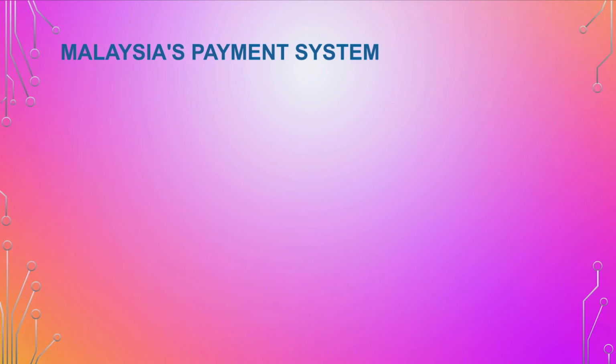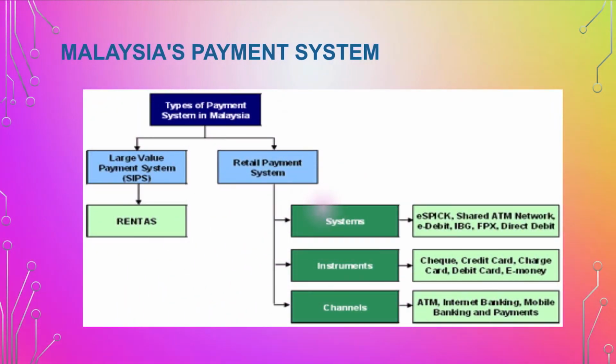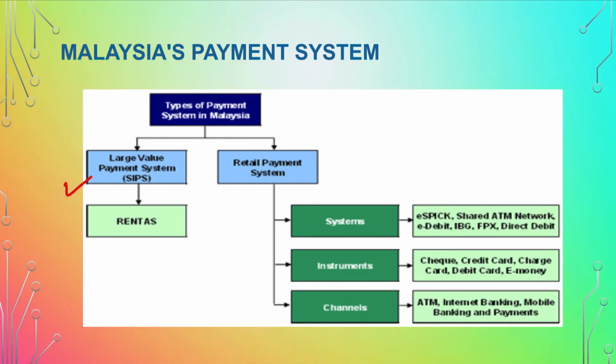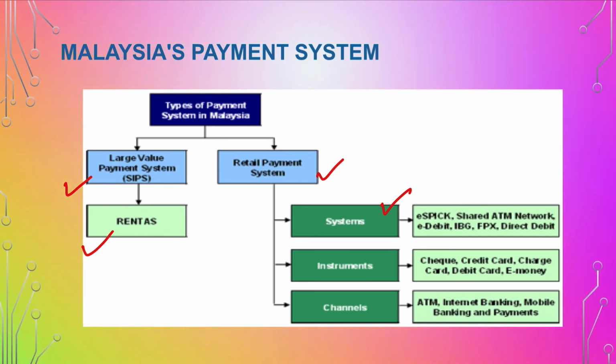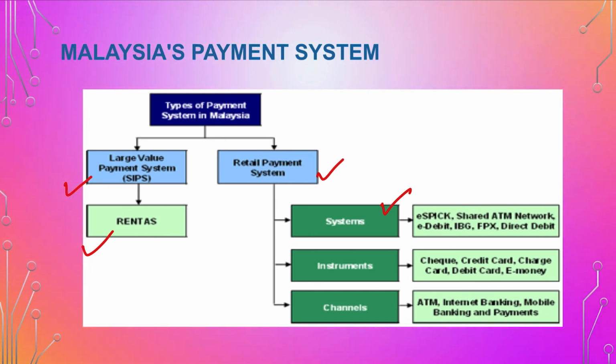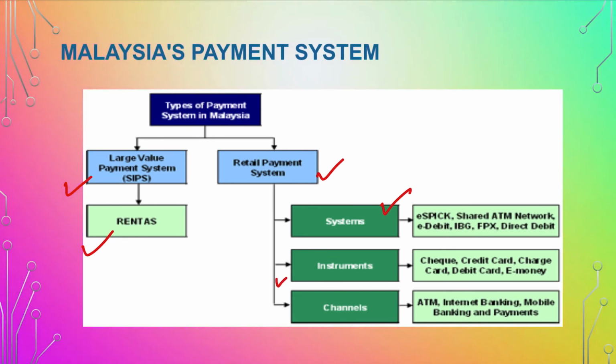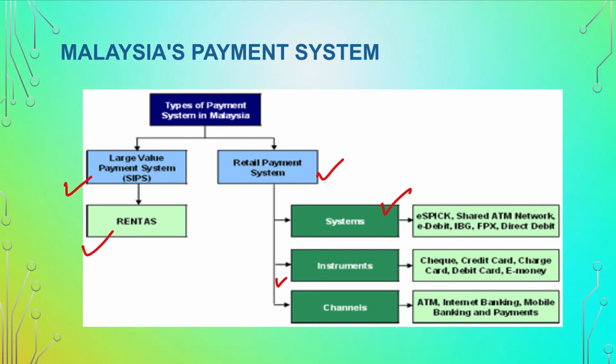And for Malaysia's payment system, we have SIPS, the Large Value Payment System, and the Retail Payment System. For SIPS, this is Rentas. For the retail payment system, we have systems such as eSPICK, Shared ATM Network, eDebit, IBT, FPX, and Direct Debit. For the instruments: cheque, credit card, charge card, debit card, e-money. And the channels: ATM, internet banking, mobile banking, and mobile payment.